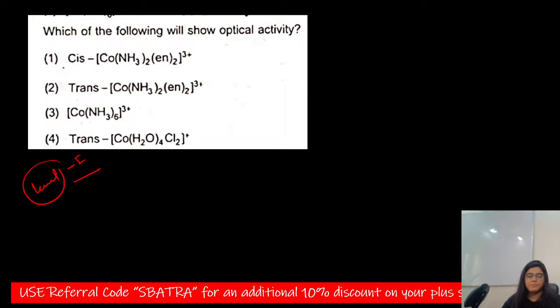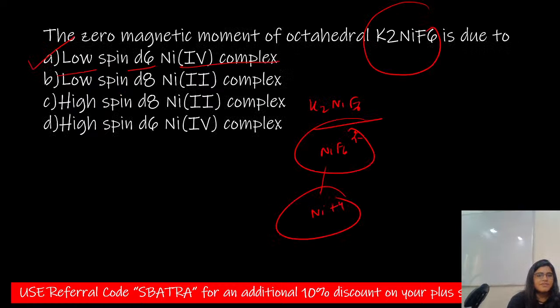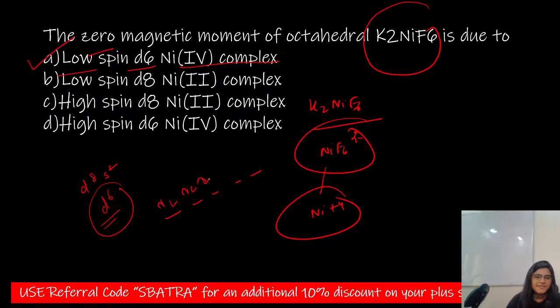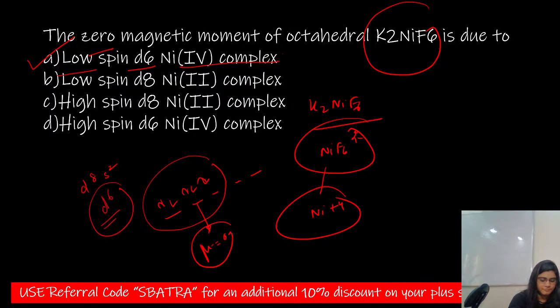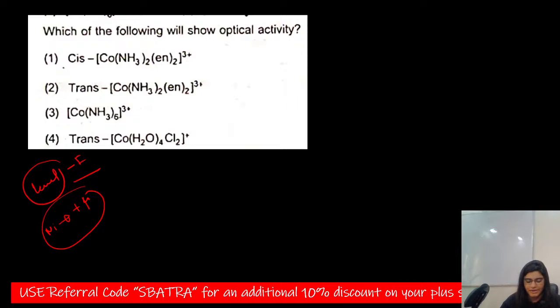Why zero magnetic moment in this particular case? See, Ni4, Ni plus 4. Where in this question is it written that it has zero magnetic moment? Yeah, it's written zero magnetic moment. So you have Ni plus 4. Ni means d8s2 system, so plus 4 means it's a d6 system. So 1 2 3 4 5, 1 2 3 4 5 6. That is how it has zero magnetic moment. Now it's clear. You can see from this structure that this way it is having zero magnetic moment.